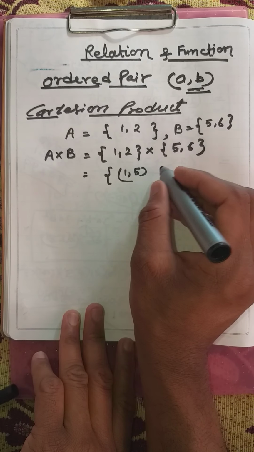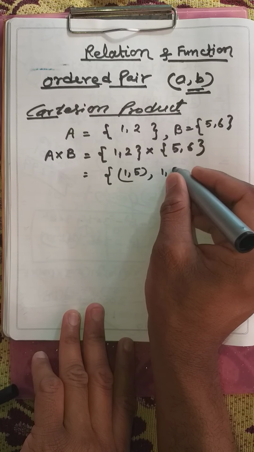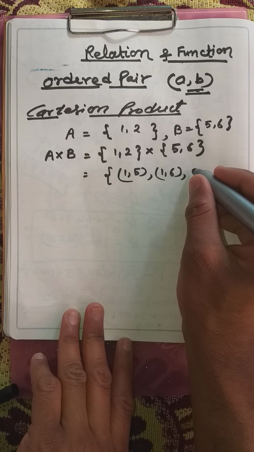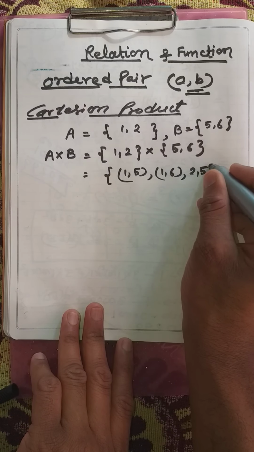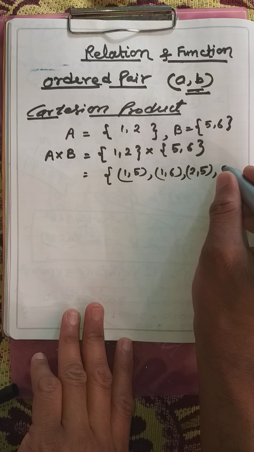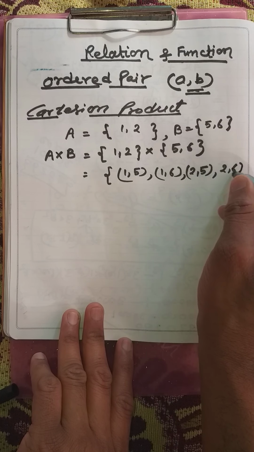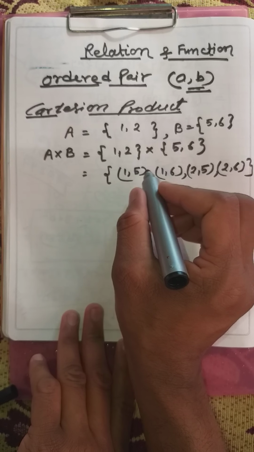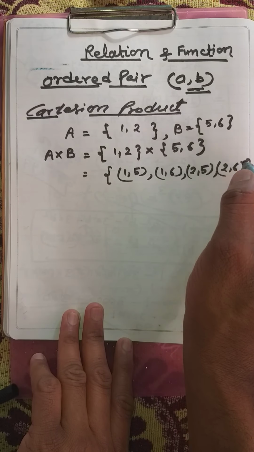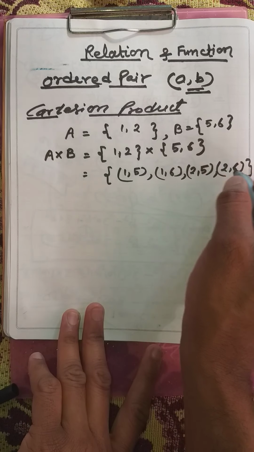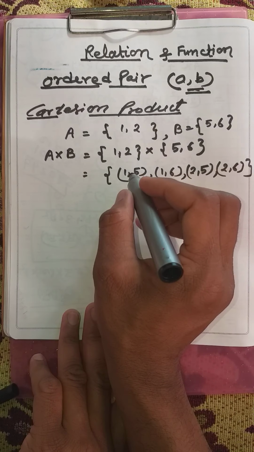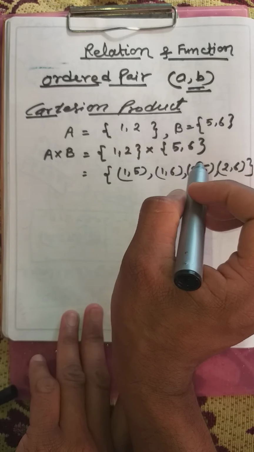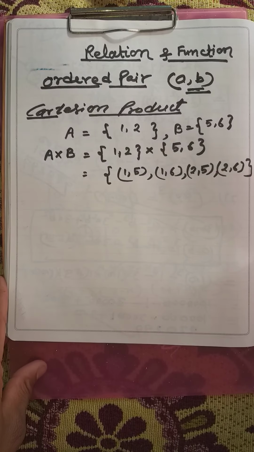Second, (1, 6), then (2, 5), then (2, 6). The places of 1, 2, 5, 6 are fixed. So these are called ordered pairs, and these are the elements of A Cartesian B.